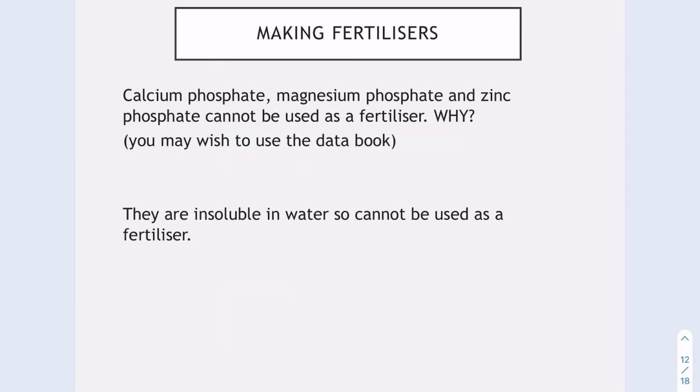So here we have some examples. We've got calcium phosphate, magnesium phosphate and zinc phosphate. They can't be used as a fertiliser. And why is that? Well, they're insoluble, but they do all contain the phosphate ion, which is PO4. So they do have phosphorus in them, but they're not soluble in water, so they're not going to be able to be used as a fertiliser.